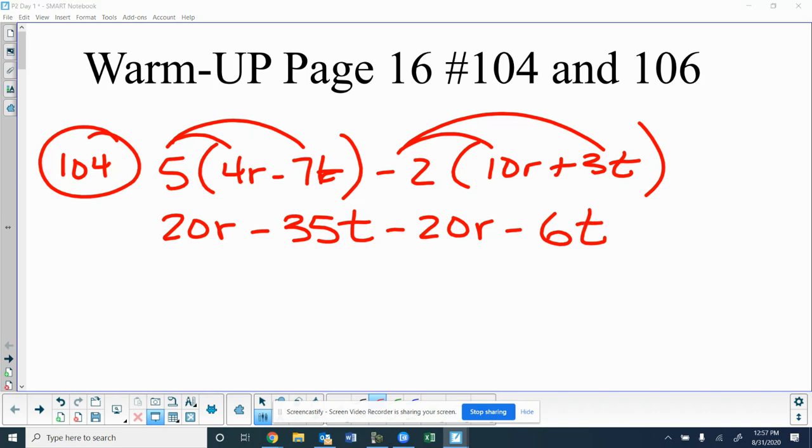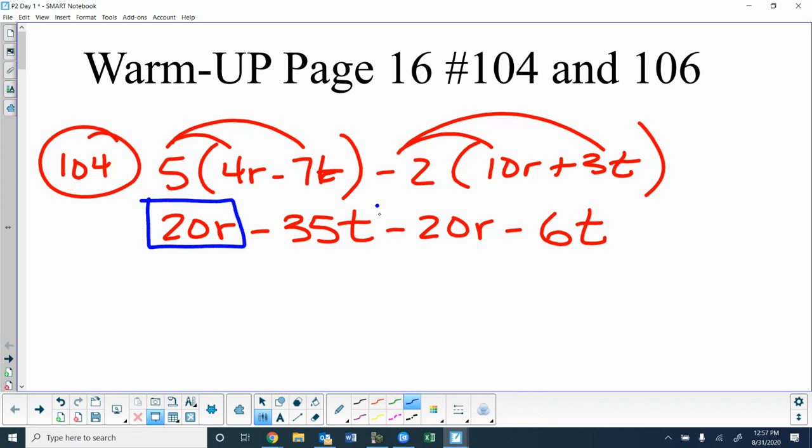Looking for like terms. 20R and -20R are like terms. What happens to them? They cancel out. They're additive inverses, right? Gives us 0. And then -35T and a -6T would give us our answer, a -41T.